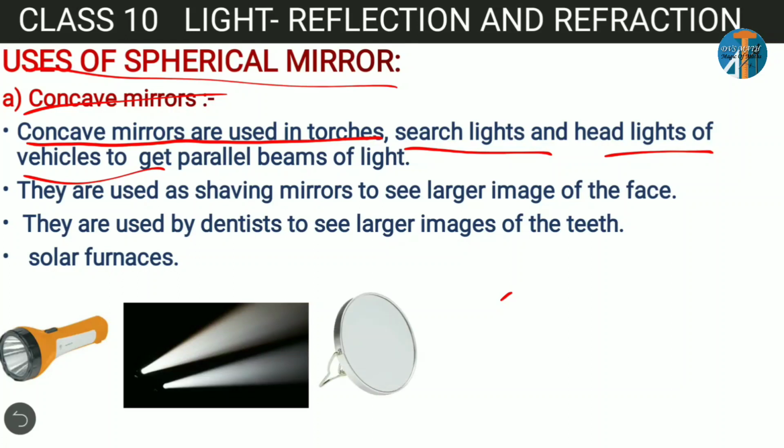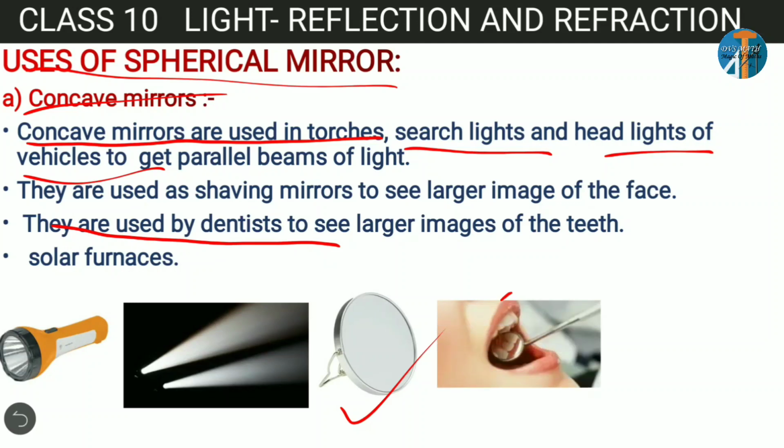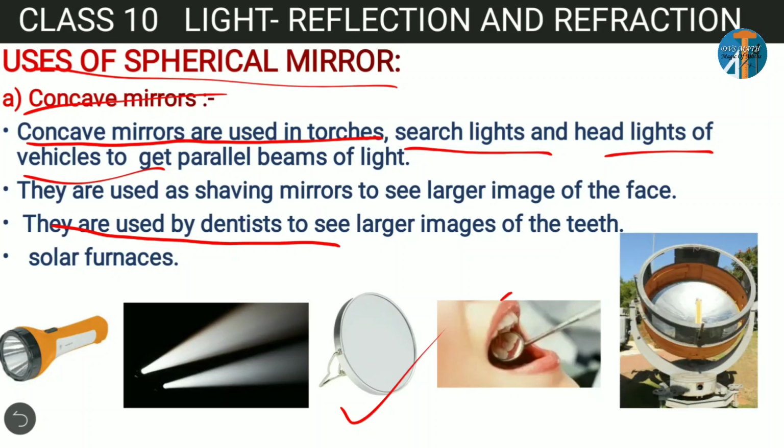Then it is used in shaving mirrors to see a larger image of the face. They are also used by dentists, who see a larger image of the teeth. And it is used in solar furnaces. A solar furnace takes a large amount of heat from the sun. These are the 4 important uses of concave mirror.